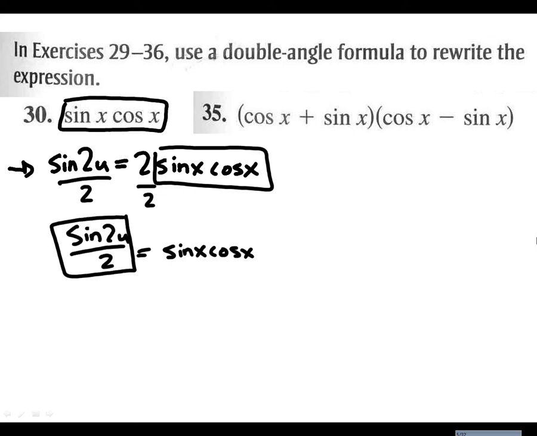Now notice that we cannot divide the 2's and end up with sine u, because this is sine 2u kind of as its whole entity. All right? And so if we were dividing by 2, we would need a 2 on the outside, which doesn't exist in this problem. So we don't get to divide away the 2.